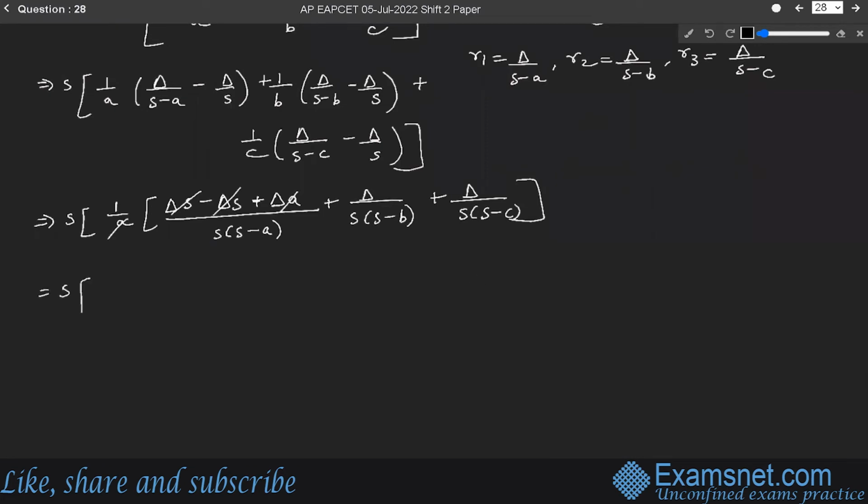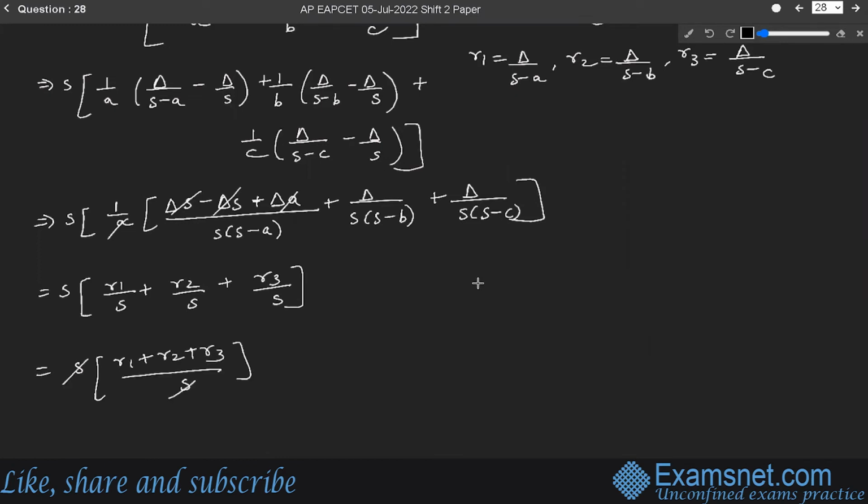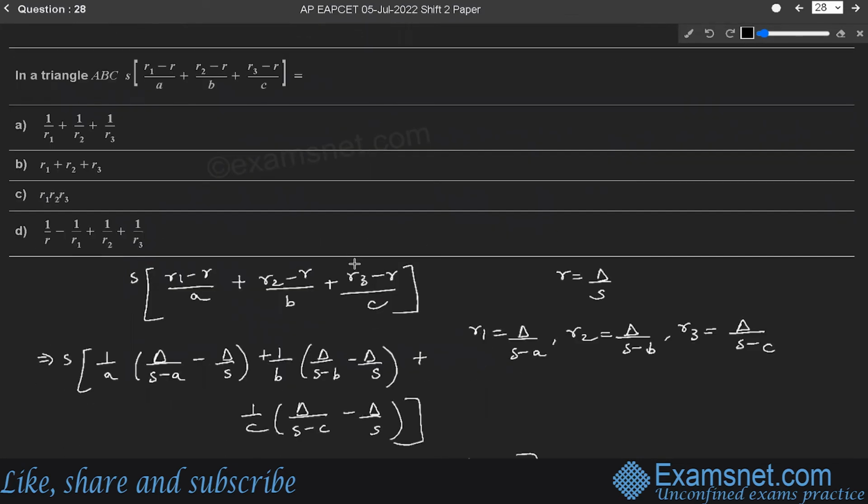So it will be s into r1 by s plus r2 by s plus r3 by s. So it can be written as s into (r1 plus r2 plus r3) divided by s. And here s and s will be cancelled. So it will be r1 plus r2 plus r3. Therefore, we can say that the required value for this question is r1 plus r2 plus r3, which is option number B here.